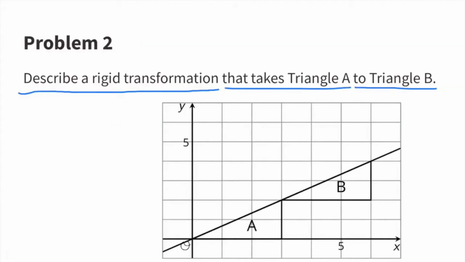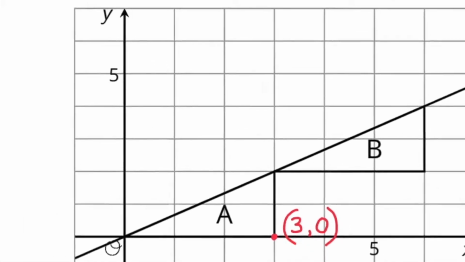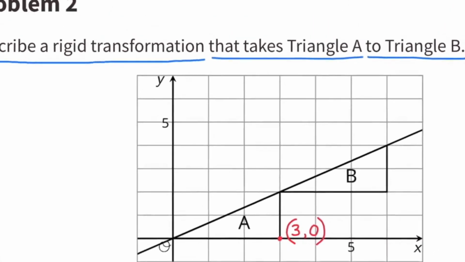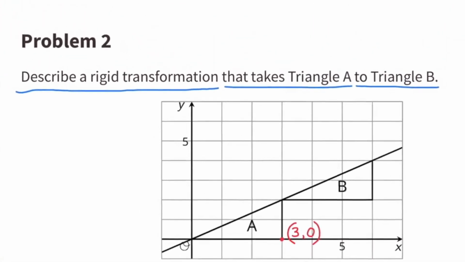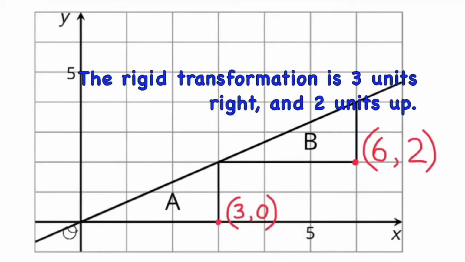Number 2. Describe a rigid transformation that takes triangle A to triangle B. Let's start by looking at this point, located on the bottom right corner of triangle A. The coordinates are 3 and 0. The corresponding coordinates on triangle B are 6 and 2. The rigid transformation is 3 units to the right and 2 units up.